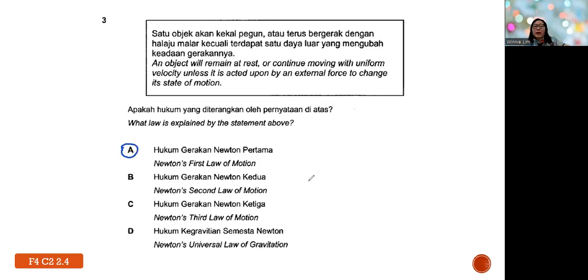Now, Newton's second law of motion is related to the concept of F net equals ma, the relationship between acceleration and mass, and also force and acceleration. Then C, Newton's third law, is regarding every force, there will be another opposite force which acts on it, with equal magnitude but opposite direction. While D is Newton's universal law of gravitation, a force exists between two objects. So nothing to do with the statement above.